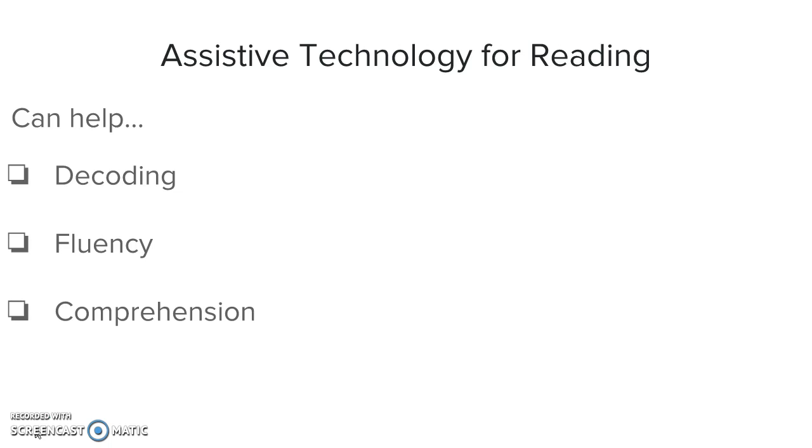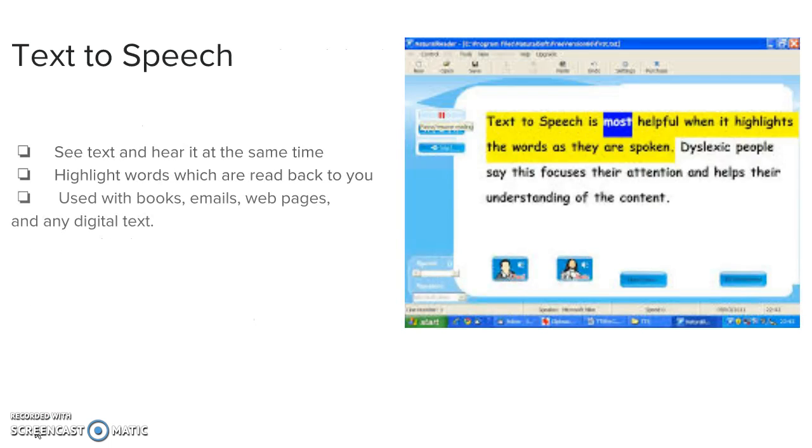The types of assistive technology for reading. The first one I'm going to cover is text-to-speech. This one is a really simple and easy tool to work. It's called text-to-speech, and it lets kids see text and hear it read out loud at the same time. This can be used by highlighting words on the computer, and then the words are read by a computer-generated voice. This can be used with books, emails, web pages, and any digital text. This can also be used to convert text files into audio files.